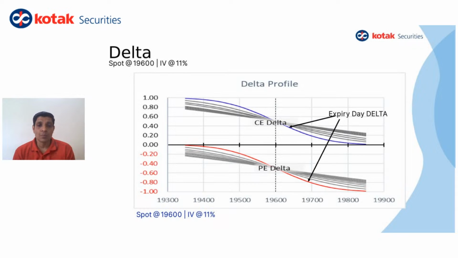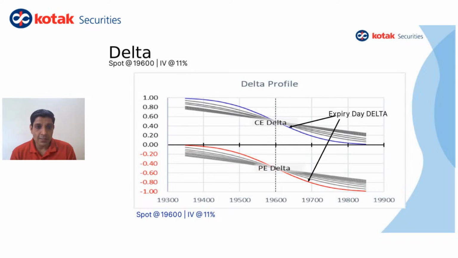And what is the probability that the Nifty will end at 19,600? The chances are 50-50, right? It can go down to maybe 19,550 or even go to 19,650. So because the chances are 50-50, the delta is 0.5.